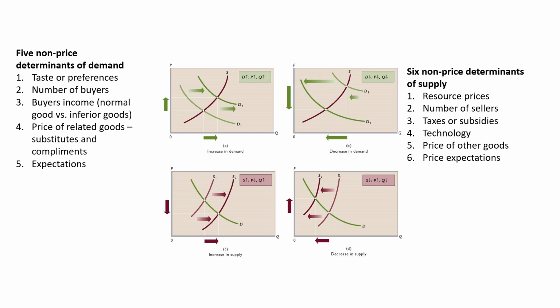A decrease in the price of a complementary good will increase demand. And then expectations, right? Remember, expectations about future product price, future product availability, and future income. If buyers expect higher prices in the future, that will increase demand now. If buyers are worried about product availability in the future, that will increase demand now.